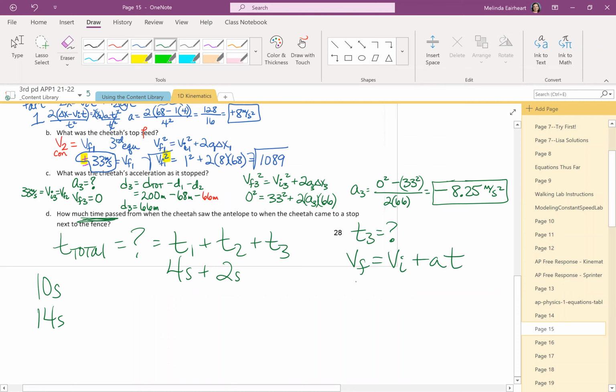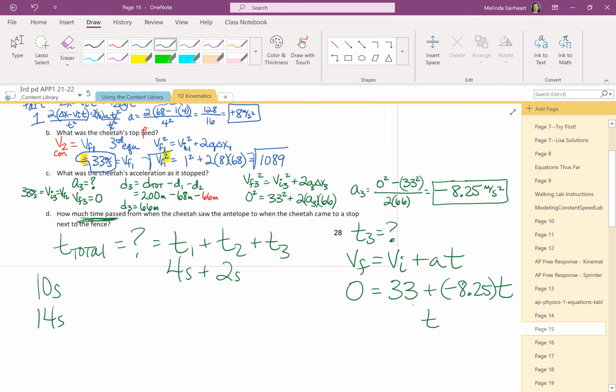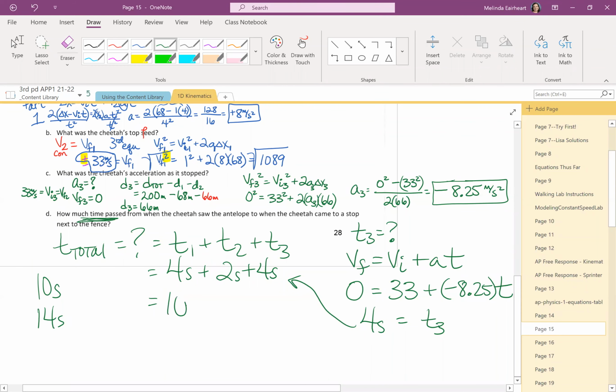Plus at. And so final velocity, coming to a stop. Initial velocity was 33, plus a negative 8.25 t. When you subtract 33 and divide by negative 8.25, you should get a positive. Positive time is good. If you get a negative time, reevaluate your physics. Make that your habit. And so what is 33 divided by 8.25? 4. And so 4 would go in here, and 4 plus 2 plus 4 is 10 seconds.